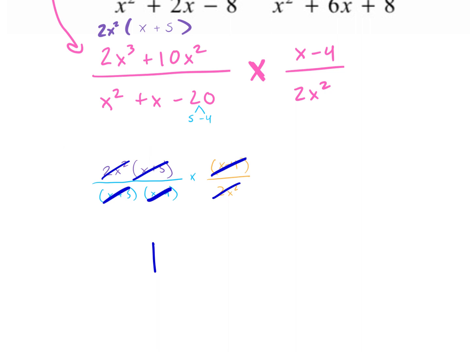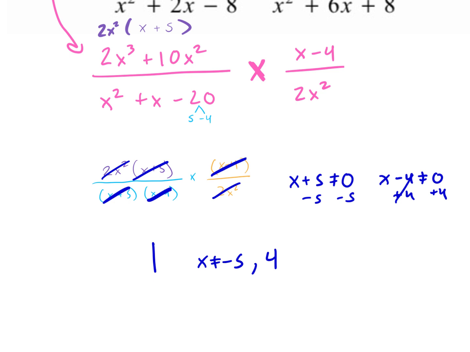So what did we cancel out? X plus 5. X plus 5 does not equal 0, so we subtract 5. So x does not equal negative 5. What else? X minus 4. X minus 4 does not equal 0, so add 4 to both sides. X does not equal 4. And 2x squared does not equal 0.